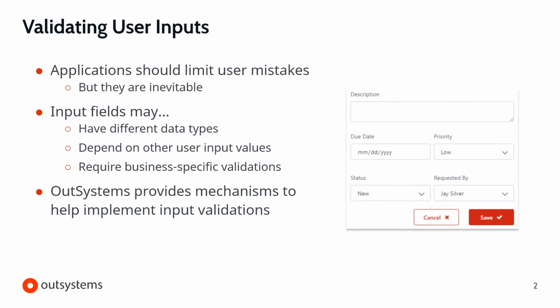Our application should try to limit user mistakes, especially when they are submitting data that will be saved to the database. However, these mistakes are inevitable, and a user may submit invalid information. Input fields can have different data types, depend on other inputs, or require business-specific validations. OutSystems provides some mechanisms to help us implement input validations and define some business rules. Input validations are specifically important when we need to manipulate data coming from the users.